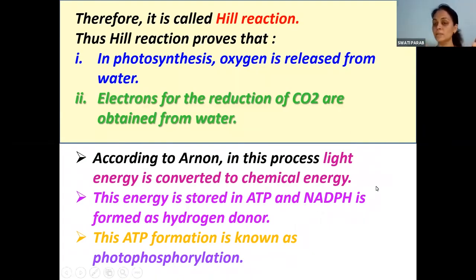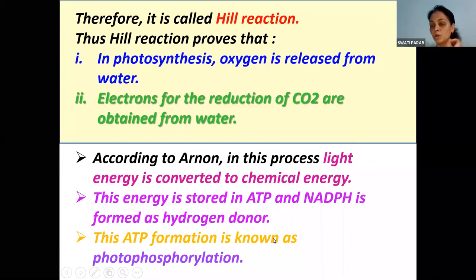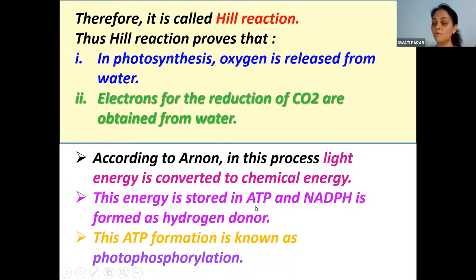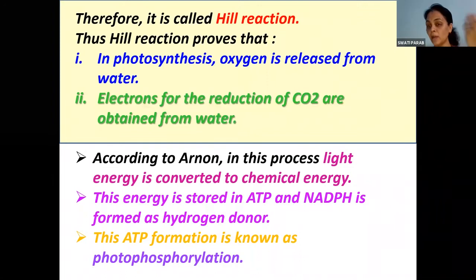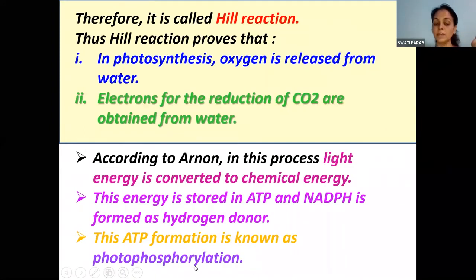So what is the meaning of this? See, whenever a process goes on and ATP gets converted to ADP and NADPH gets converted to NADP, that means from this ATP one phosphate is used and from NADPH one hydrogen is used. So when we donate one phosphate and one hydrogen and a reaction proceeds, then we say it is phosphorylation. And in this case, light is involved. That's the reason we say it is photophosphorylation.